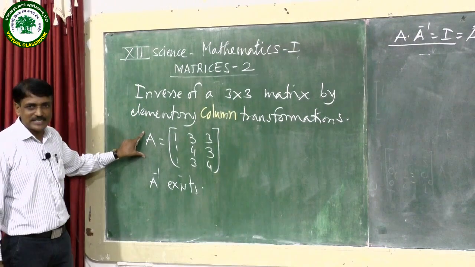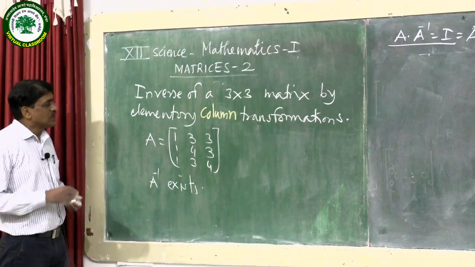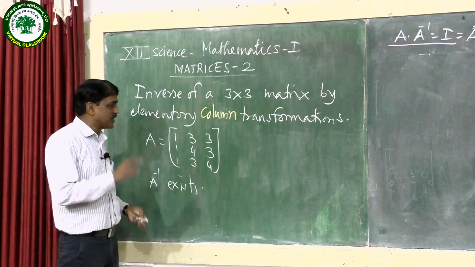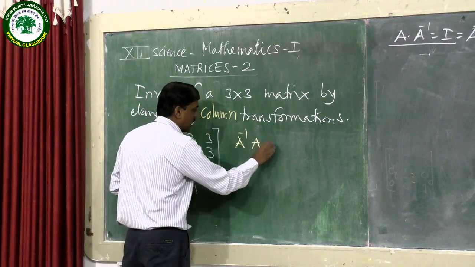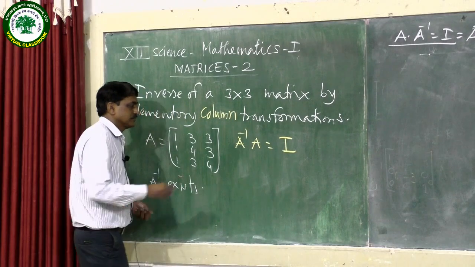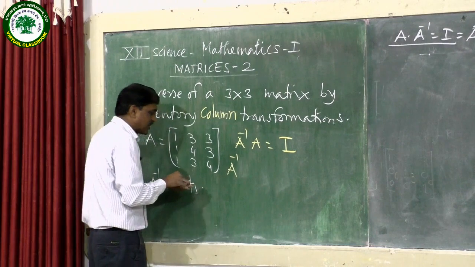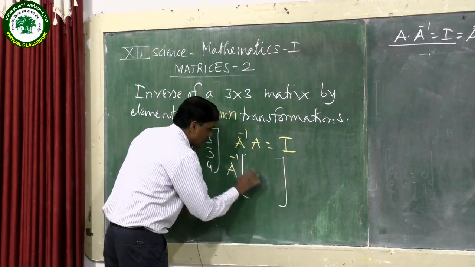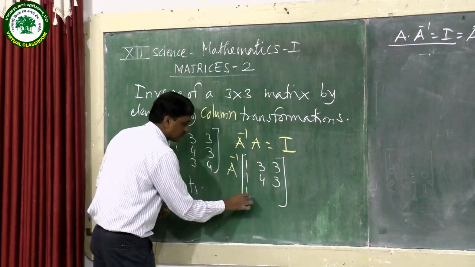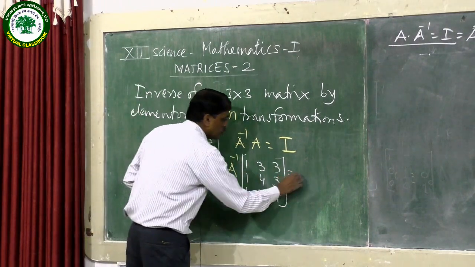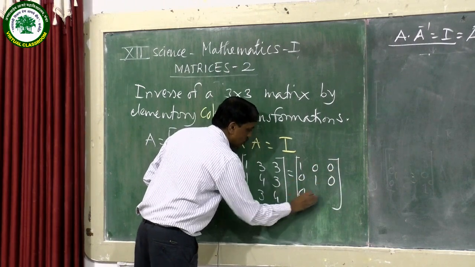Now take the same matrix A like this. We checked here that our A inverse exists. While performing column transformations, we write the equation as A inverse into A is equal to I. So A inverse into our given A, 1 3 3, 1 4 3, 1 3 4, is equal to our I, as usual 1 0 0, 0 1 0, 0 0 1.